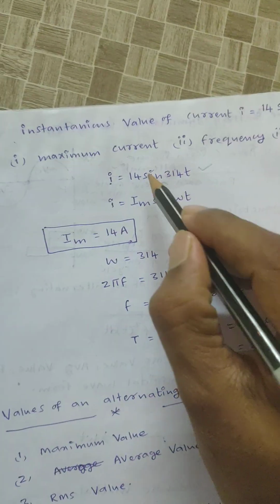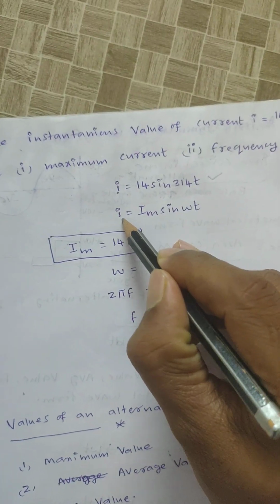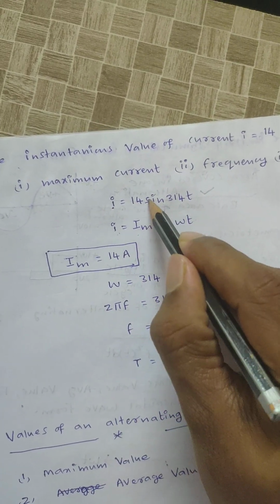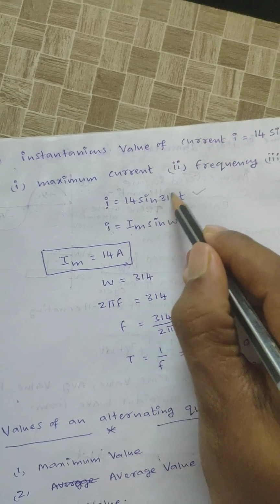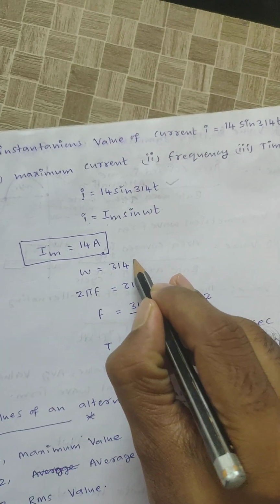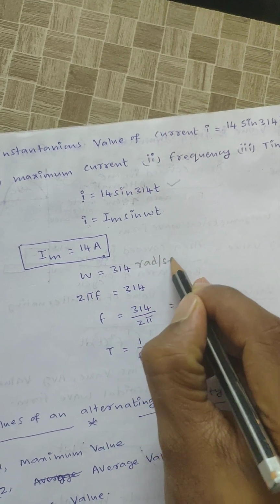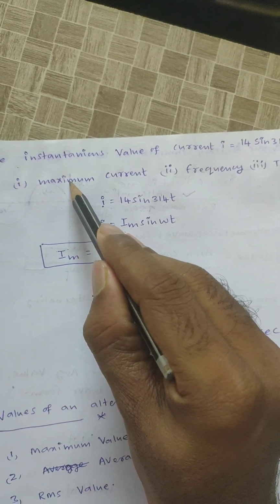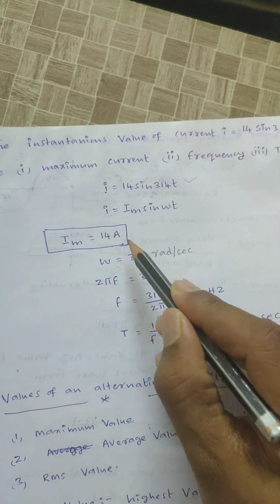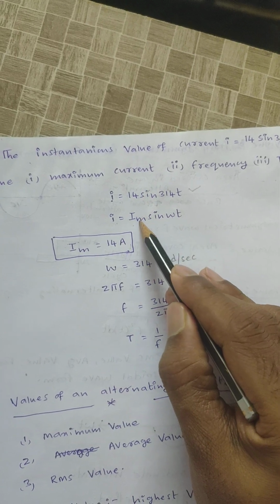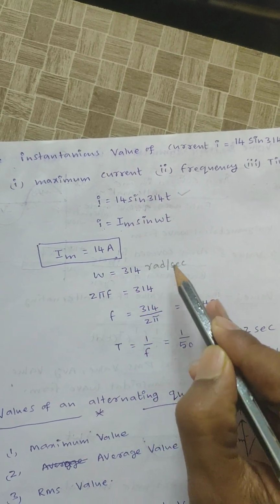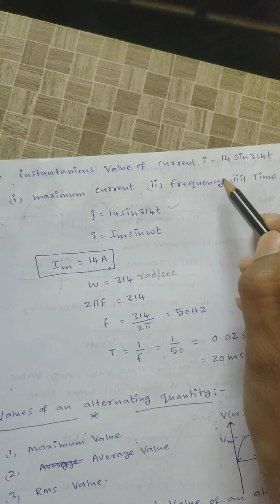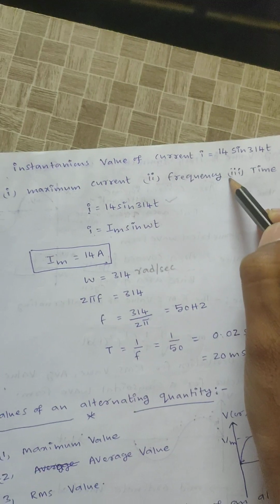Now you can compare this equation with the standard equation, that is I is equal to Im sin omega t. If I compare with the standard equation, here Im value will be 14, omega value will be 314 radians per second. Omega is angular frequency. What is the first bit he is asking? Calculate maximum current. Here maximum current value will be 14 amperes from this comparison. Next, omega is equal to 314 radian per second, but we need to calculate frequency. He has not mentioned anything, which means we need to calculate frequency in hertz.